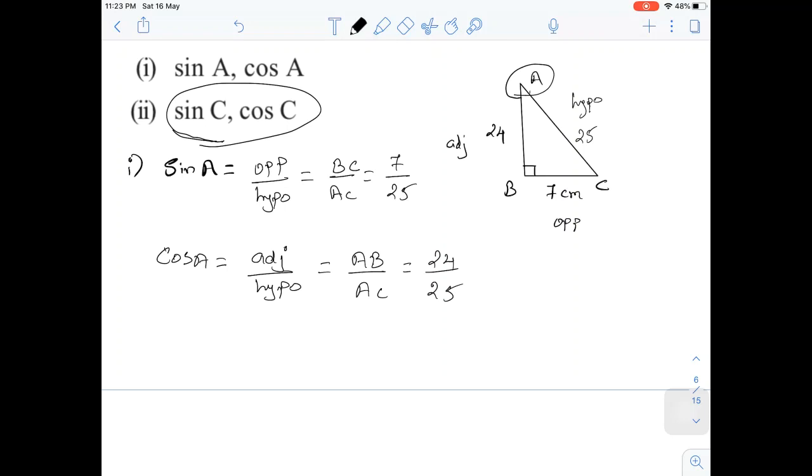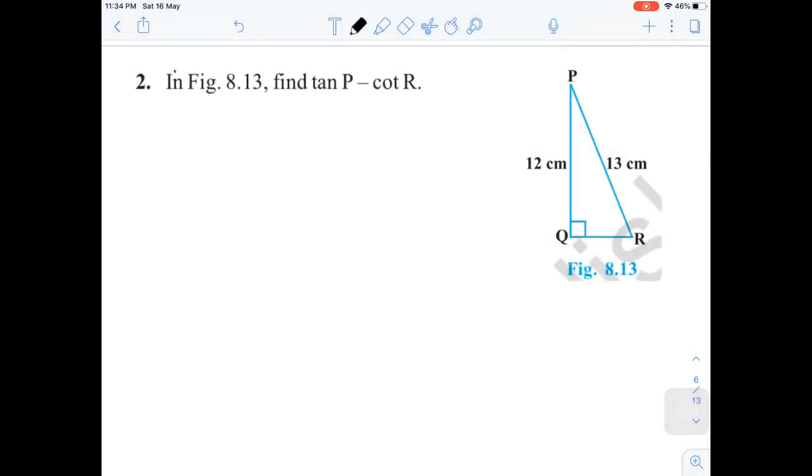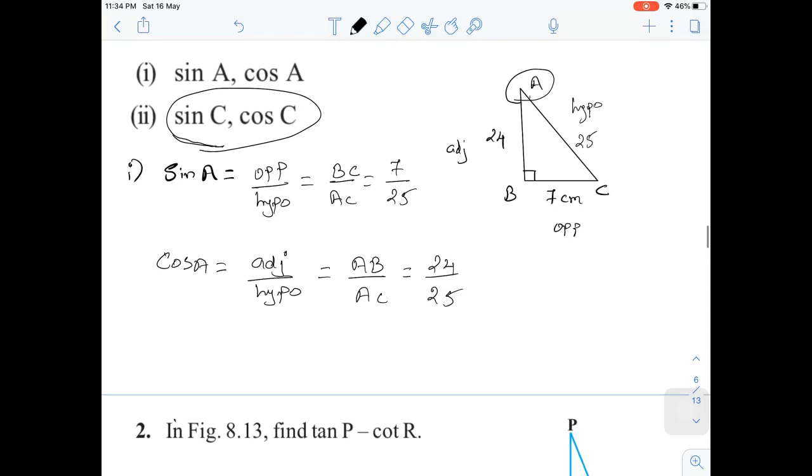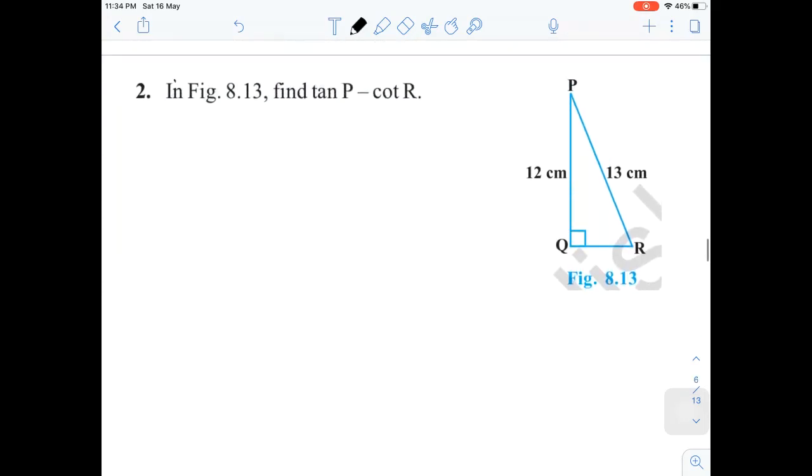Hope you can easily find this value. Thank you. So hello students. I think you all must have seen the previous question, that is sin C and cos C. Now let us solve the next question.